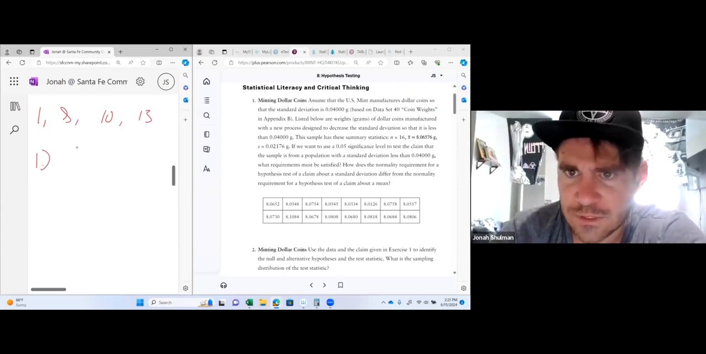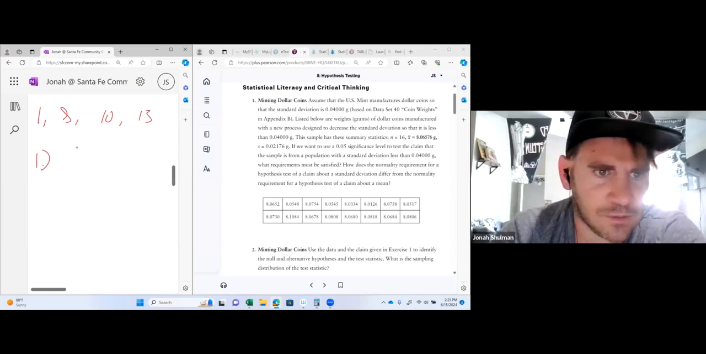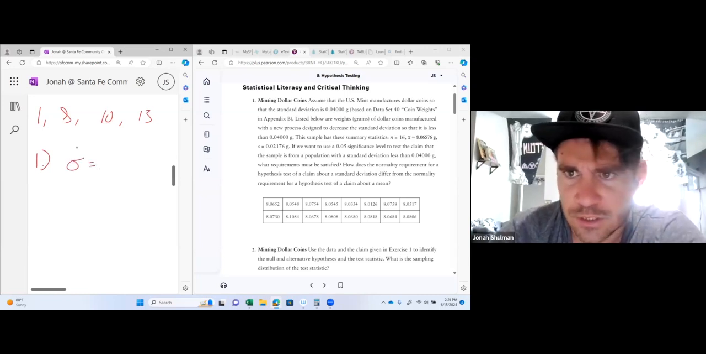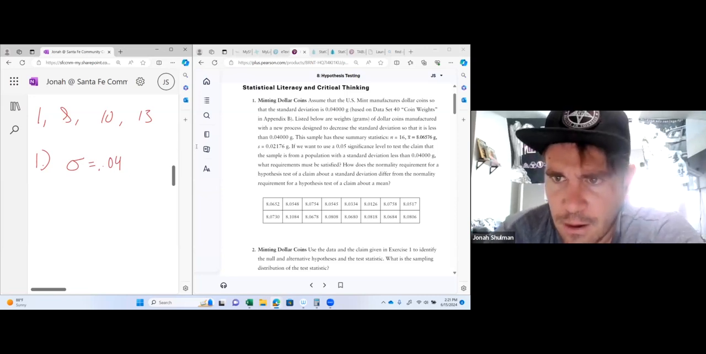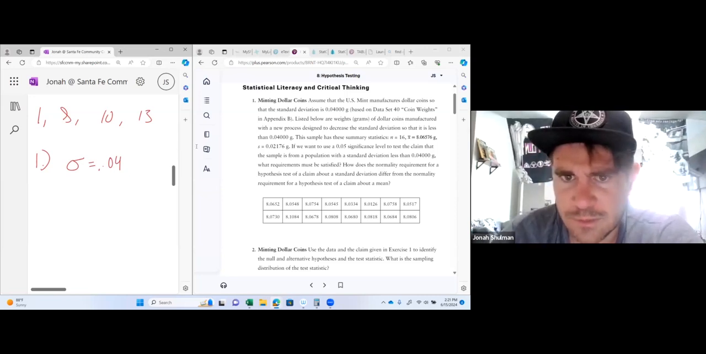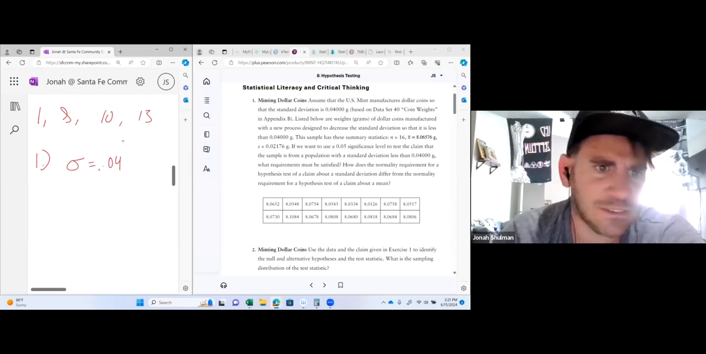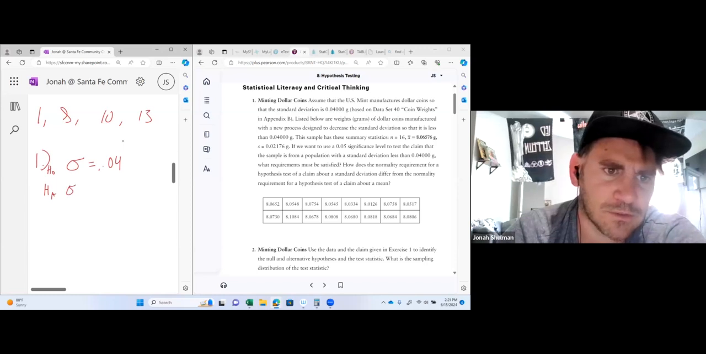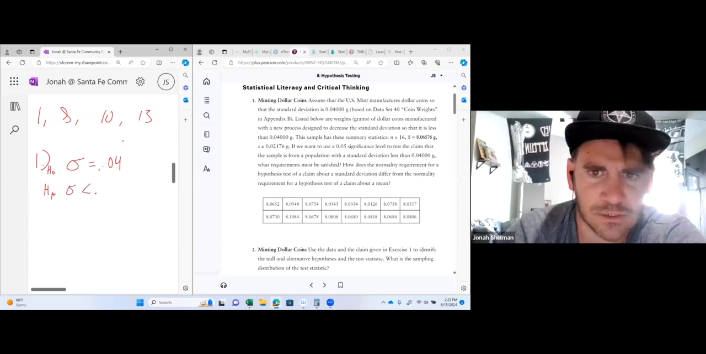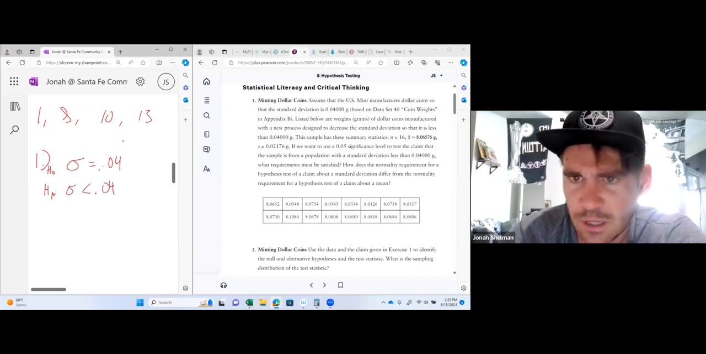Number 1 says assume the standard deviation is 0.04, and the manufacturer's new products are designed to decrease the standard deviation. So that's our null hypothesis. We want to decrease this for the alternative hypothesis. So we want to see if this standard deviation is going to be less than 0.04.